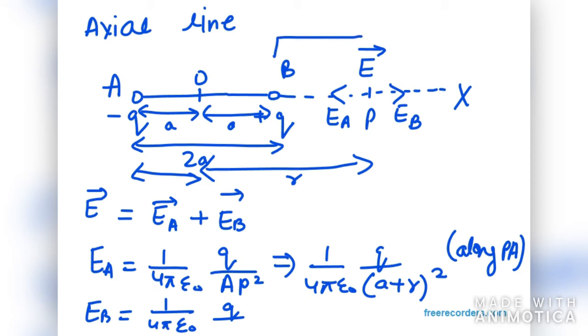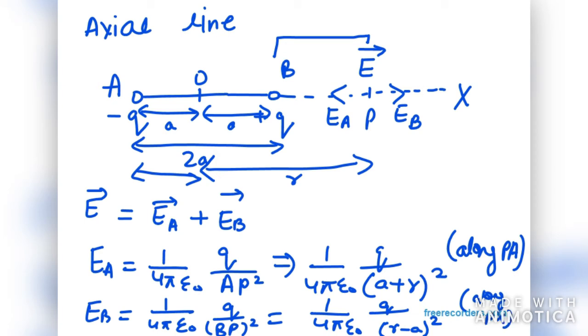EB is till part here, so it will be BP square equal 1 over 4 pi epsilon naught Q. So in this case, if we need to find the value for BP, it will be R take away minus A, that is removing OB from here. So it will be (R minus A) whole square. It is along PX.